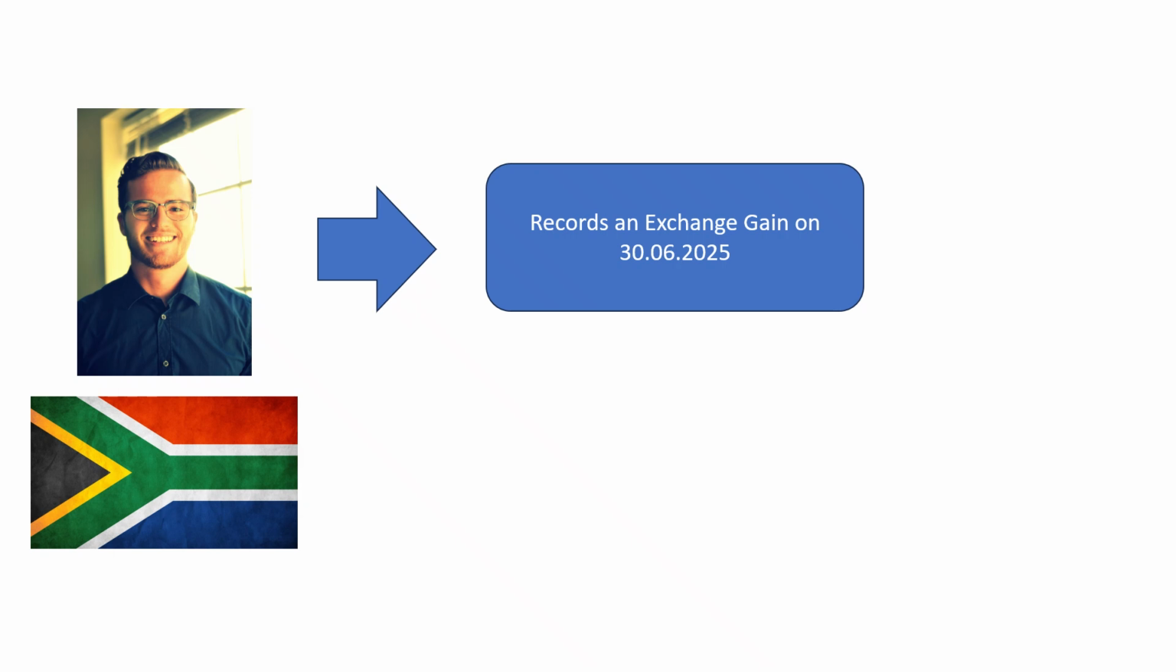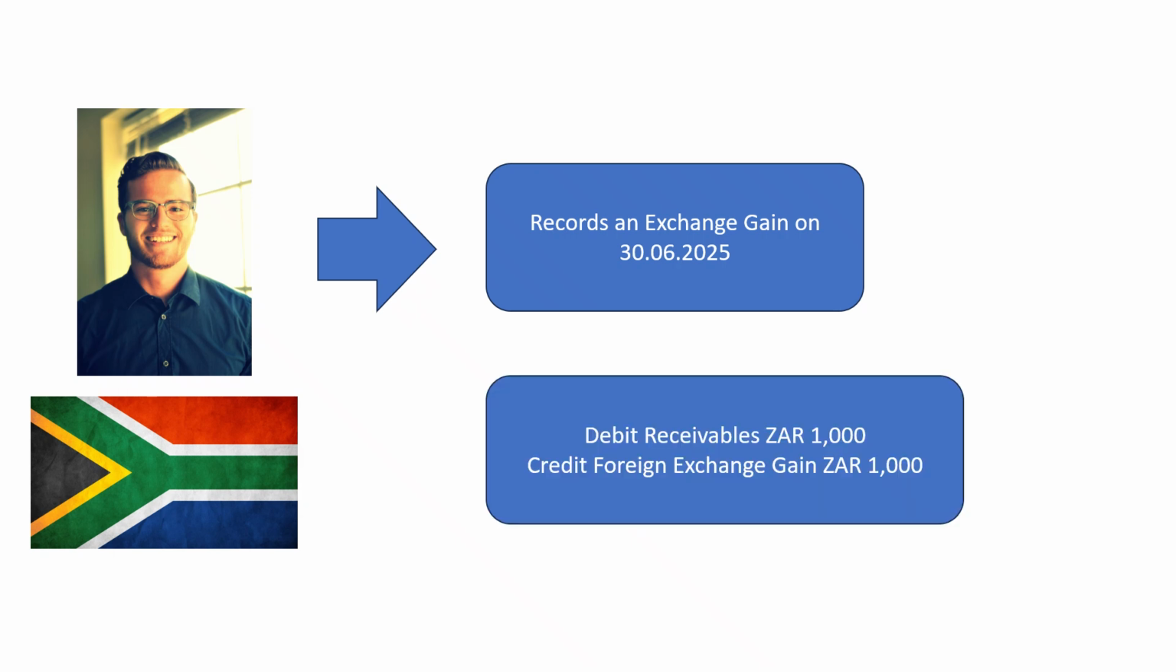Now, for my double entry enthusiasts, we debit receivables by 1,000 rand and we credit foreign exchange gain 1,000 rand. There you go.